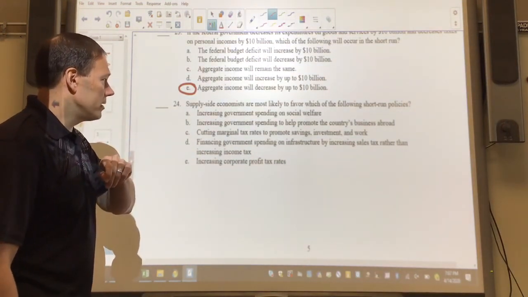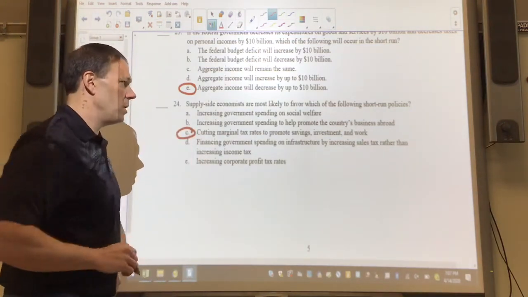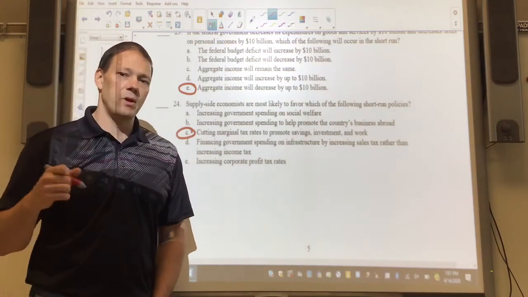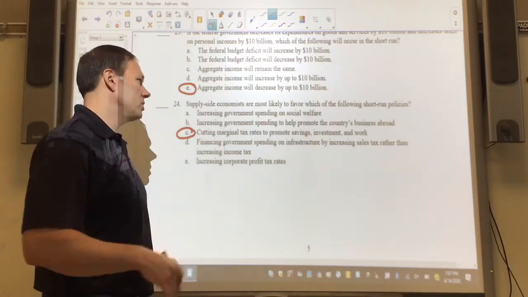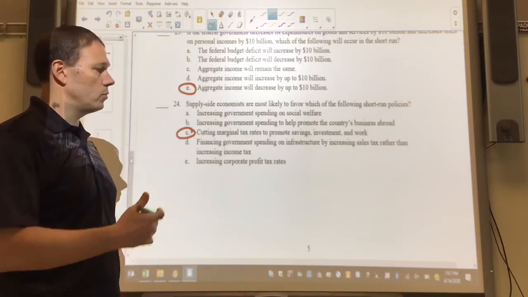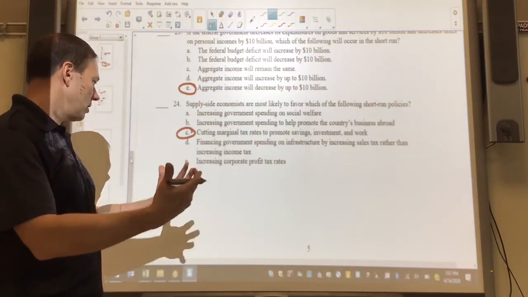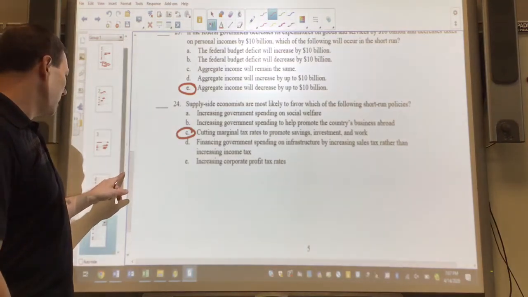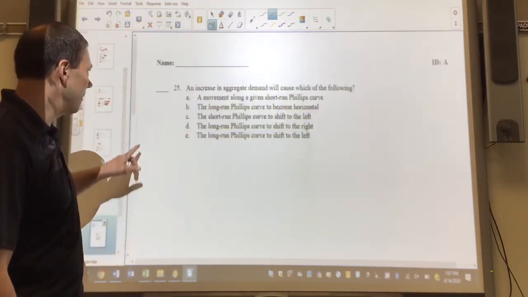24, the whole theory behind supply side is that if you cut taxes, it gives people more of an incentive to save, invest, and work, and that boosts GDP, and that can actually boost tax revenues. Okay, so if you reduce tax rates, which is the percentage the government takes, it can boost the economy, which increases tax revenues. That's the Laffer curve, if you remember that.